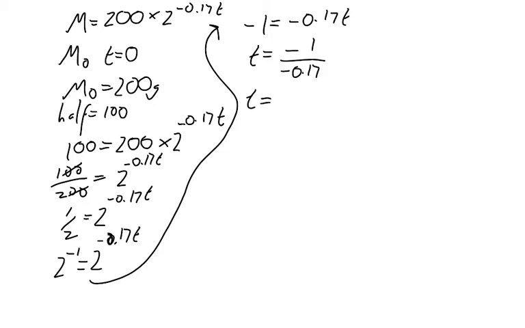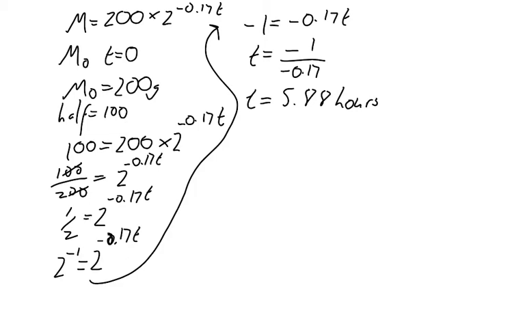1 divided by 0.17 is 5.88 hours. I know it's hours because the question says hours. Alright, so we're just using basic stuff from previous videos, revision video 3 or 4 I think it was, to solve this. Alright, so 5.88 hours. Now, what we're going to do is we're going to look at another one.